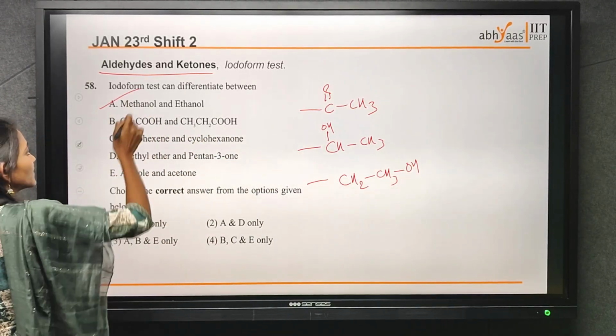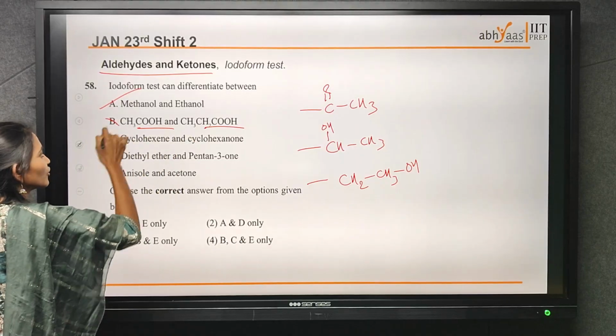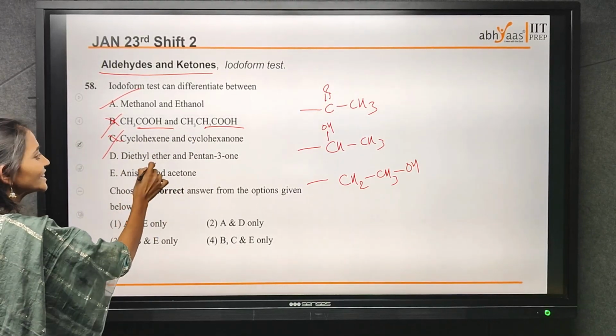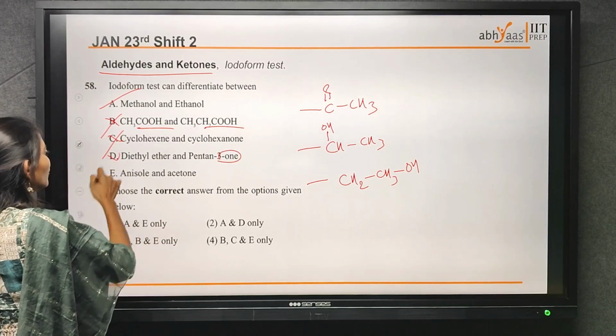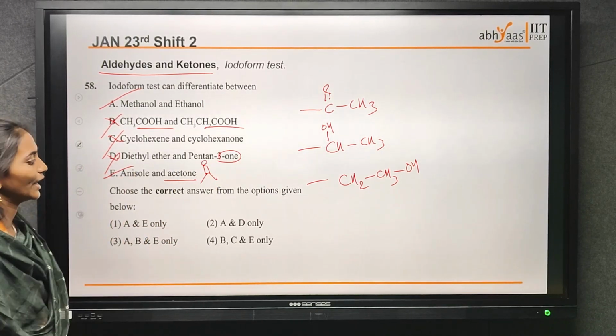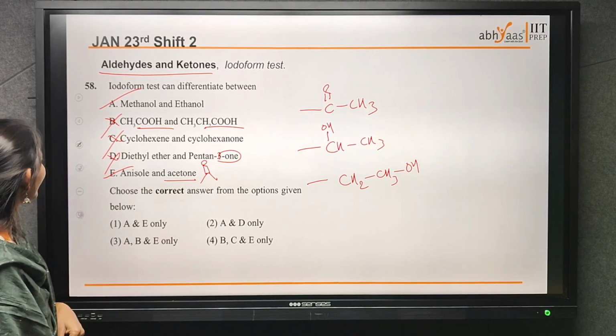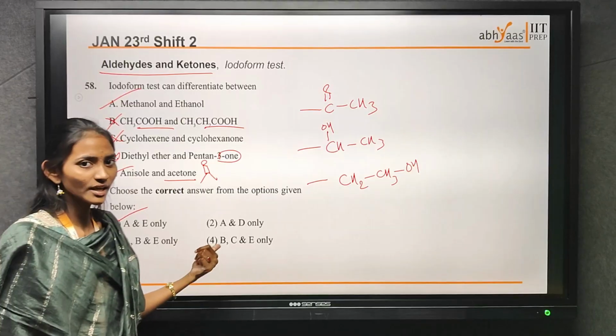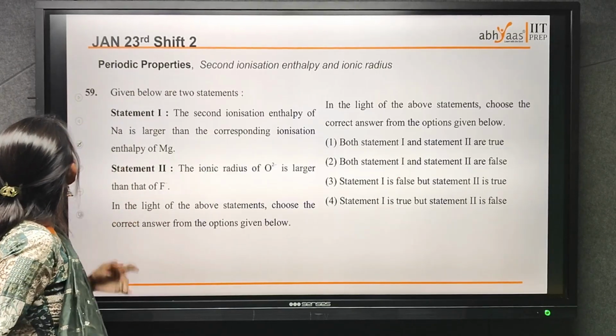Methanol and ethanol, yes, they will give it, and carboxylic acid need not give it here. Cyclohexene and cyclohexanone need not give it. Diethyl ether and pentan-3-one, no. Anisole and acetone, right? It is giving your iodoform test. Hence the option will be A and D. So this first question is not that tricky, a moderate one. Moving on to the next question.